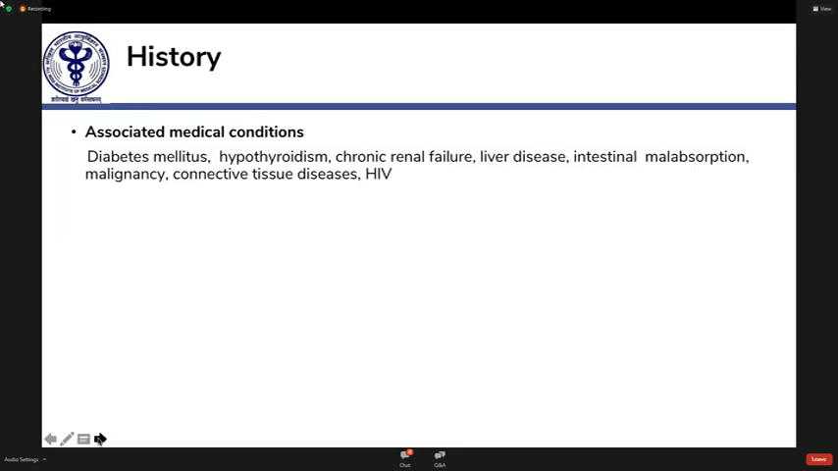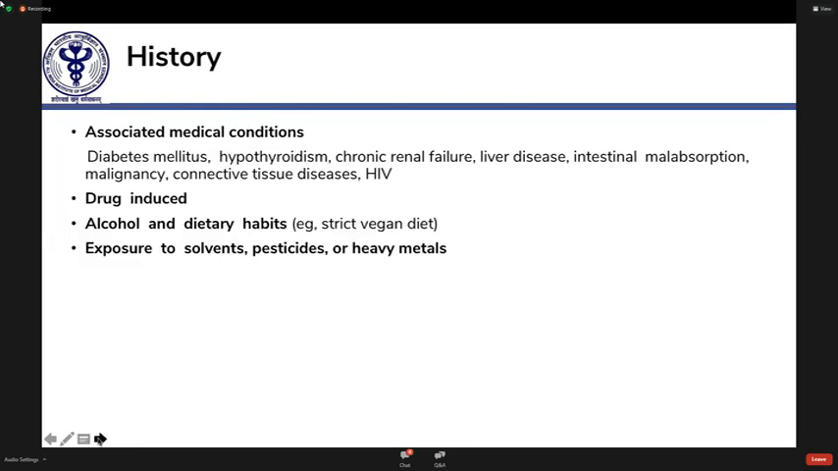Then, whenever there is a peripheral nerve disorder, we always look at the associated medical conditions for an etiological clue, whether it's diabetes, hypothyroidism, chronic renal failure, liver disease, intestinal malabsorption, malignancy, connective tissue disorders, or infections like HIV and leprosy. Drug-induced is an entirely big armamentarium, as most drugs can cause drug-induced neuropathies.